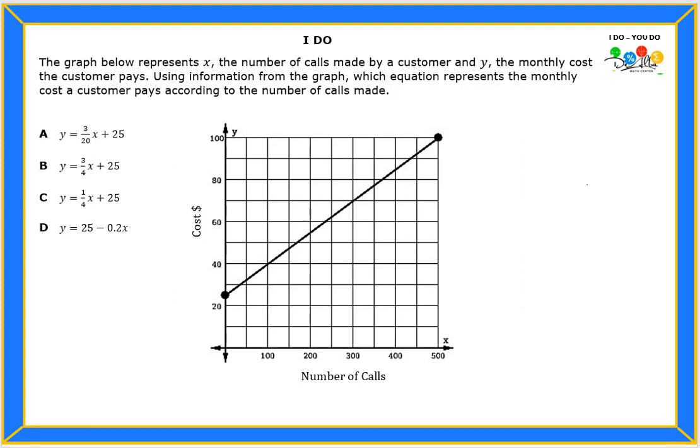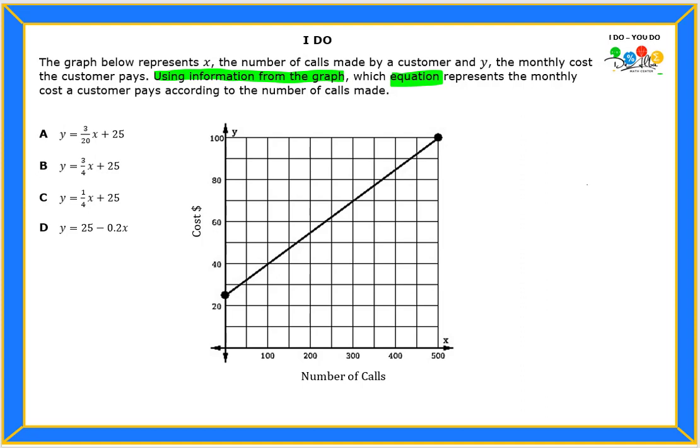So, they want me to find a what? They want me to find the equation. Is that right? So I'm supposed to look at the answer choices and see which equation matches the graph. Is that right? Because it says using the information from the graph.